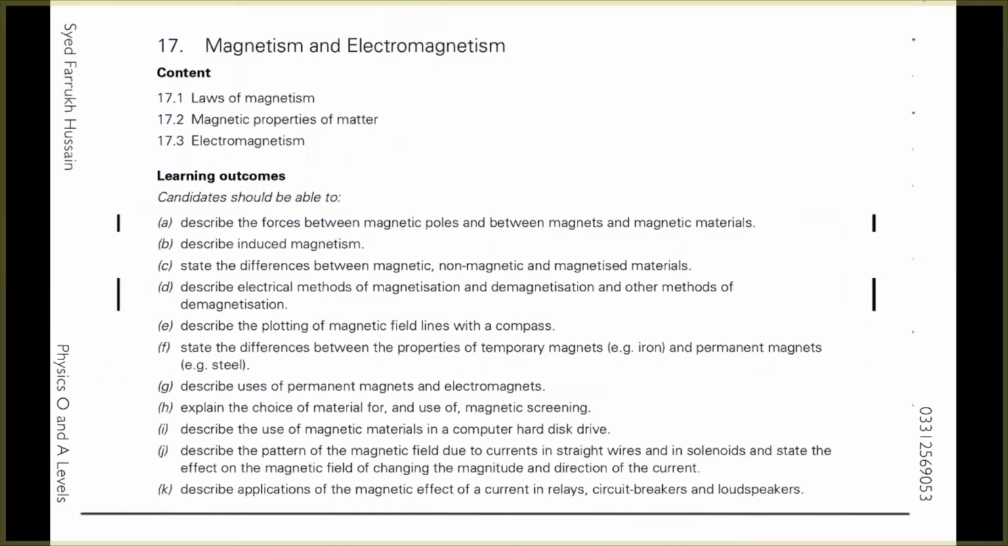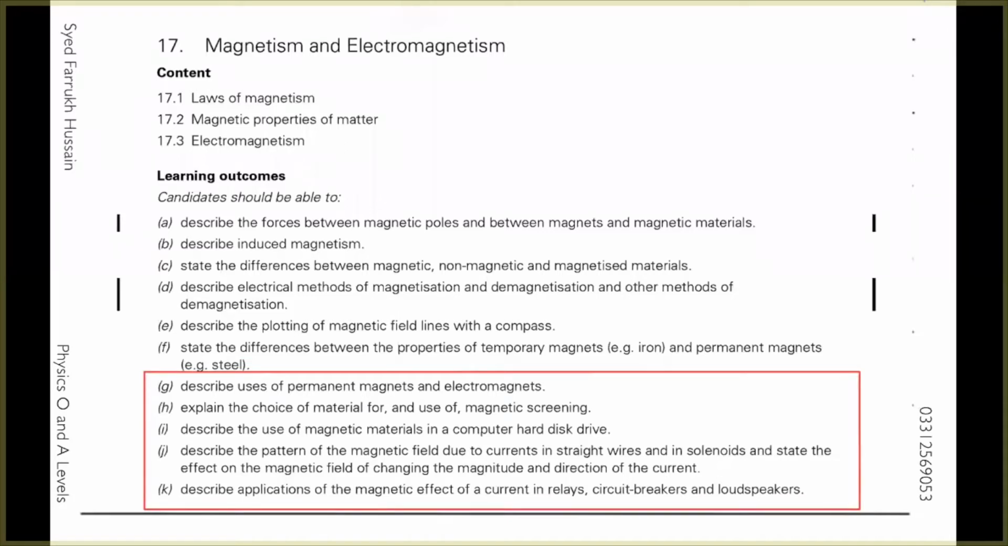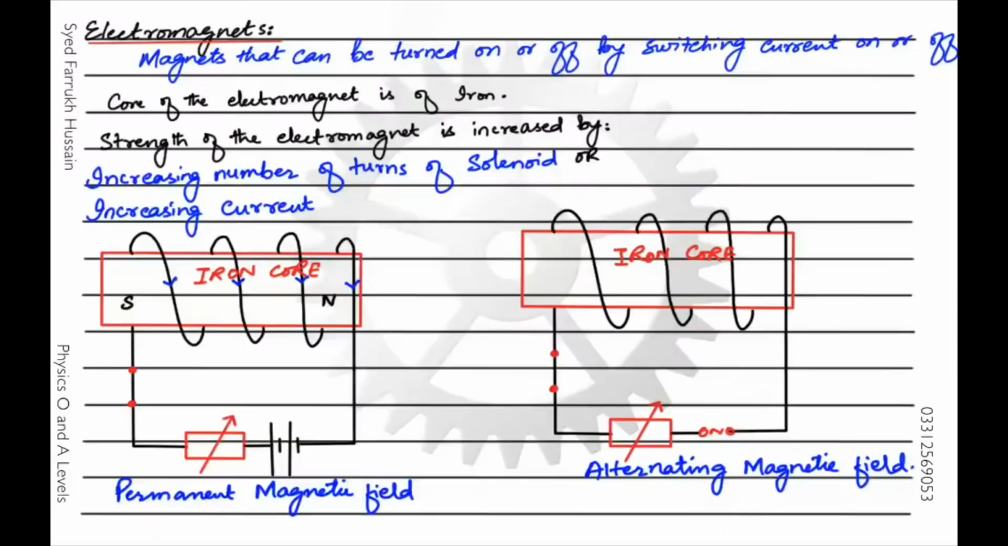Now we are going to cover the remaining part of the chapter, which is use of permanent magnets and the choice for material for and use of magnetic screening. Describe the use of magnetic materials in a computer disk drive. Describe the pattern of the magnetic field due to currents in straight wires and in solenoids and state the effect on the magnetic field of changing the magnitude and direction of the current. Describe applications of the magnetic effect of a current in relays, circuit breakers, and the loudspeakers. So this is what we are going to cover in this lecture.